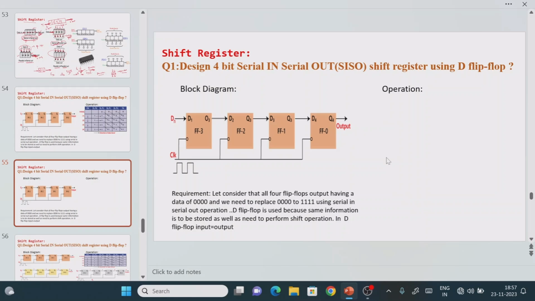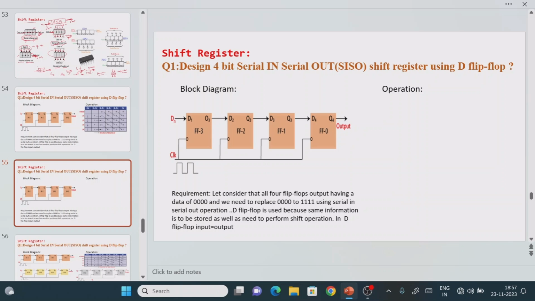Hello all, welcome back. In the last class we saw the meaning of shift register, and then the classifications of the shift register. In this class we will try to understand how to design the shift register, namely the 4-bit serial in serial out, or we can call it the SISO.